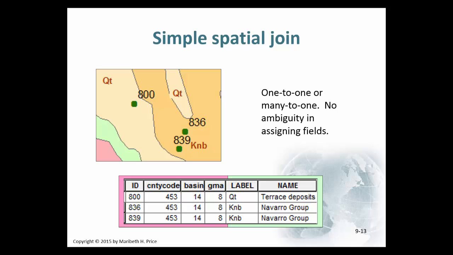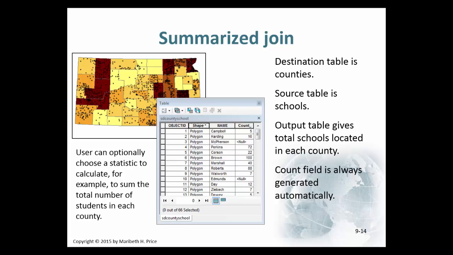One-to-one and many-to-one relationships are unambiguous. Either an inside join or a distance join may be requested. This example shows an inside join. The user has requested to join schools to counties, a one-to-many join. Counties is the destination table, and each county can have more than one school.